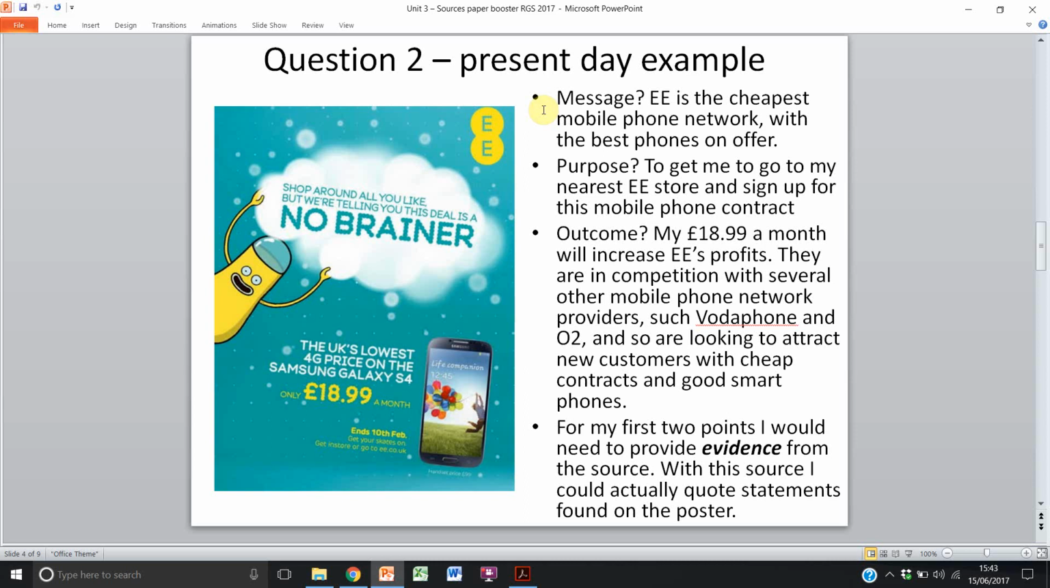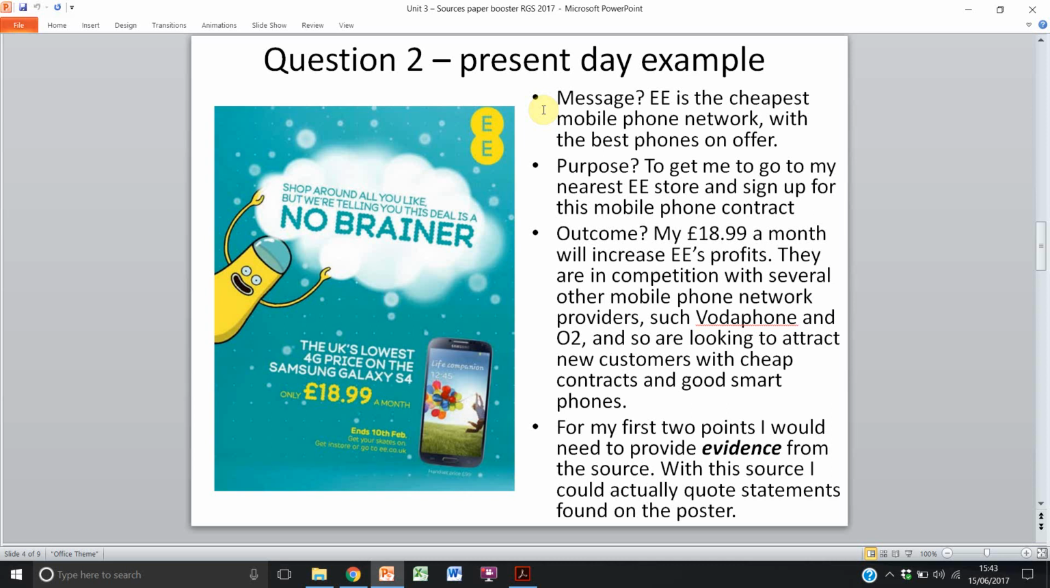What's it trying to make me think? Well, it's trying to make me think that EE is the cheapest mobile phone network and it has the best phones on offer. What's the purpose of it? Once I'm thinking that about EE, what am I going to do next? Well, I'm going to go to my nearest EE store or Carphone Warehouse or wherever, and I'm going to sign up for that mobile phone contract, that £18.99 a month contract.